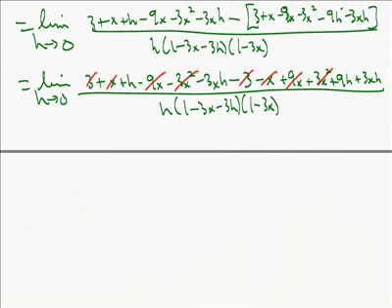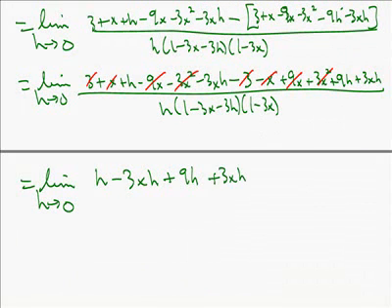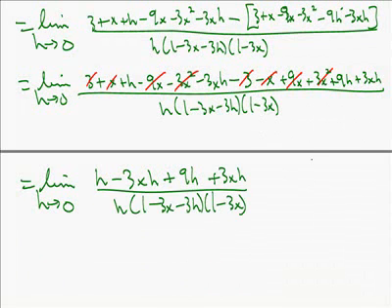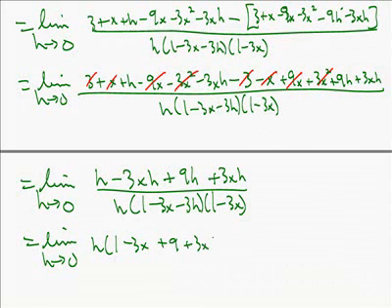So we have then the limit as h approaches 0 of h minus 3xh plus 9h plus 3xh, all divided by h times the quantity (1 minus 3x minus 3h) times (1 minus 3x). Now, I can factor an h out of everything in the numerator here, you'll notice, and that leaves me with h times the quantity (1 minus 3x plus 9 plus 3x).